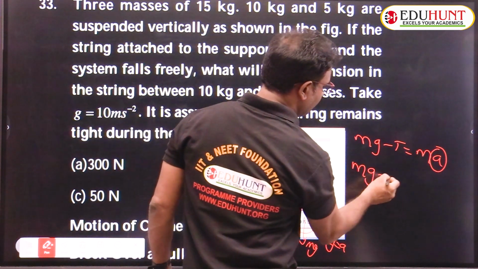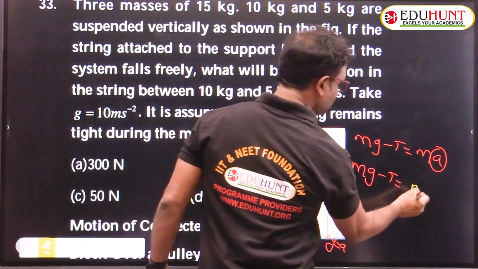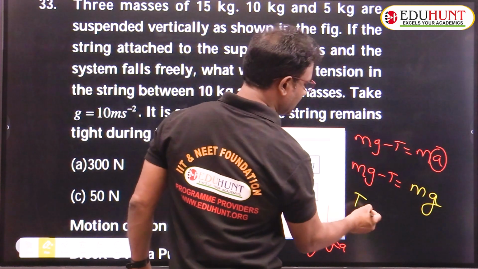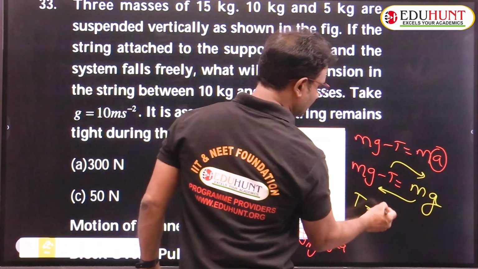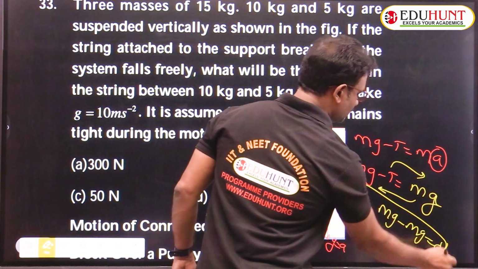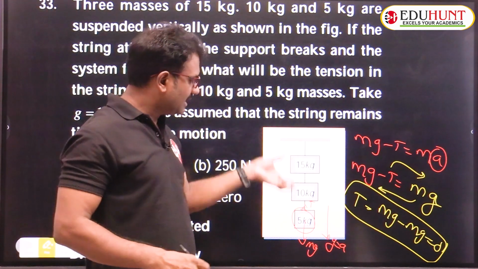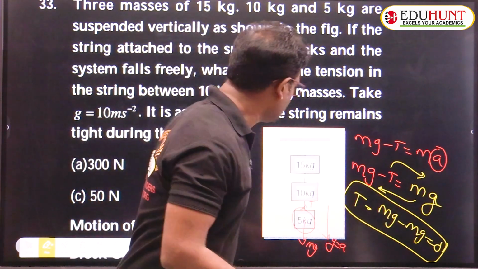The system is moving downwards with an acceleration equal to the acceleration due to gravity. That's why mg minus T is equal to m into a, where a means g. So I want to find tension. T is equal to, taking one direction towards right and the other towards left, mg minus mg, which is equal to 0. Though the string is just tight, as the system is already tight and moving, the tightness remains the same, but the tension is equal to 0.